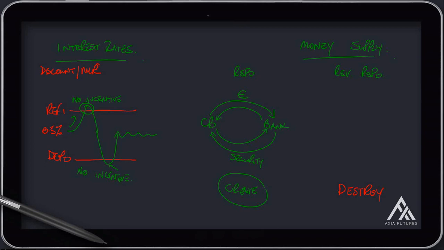Now the reverse repo works in the exact opposite way. So the central bank sells securities to another bank. The commercial bank hands the money over, and this money effectively comes out of the system. It is effectively destroyed. At a later time, back it goes, and back it goes. So the money is destroyed in the short term.